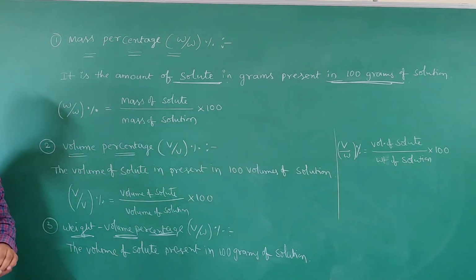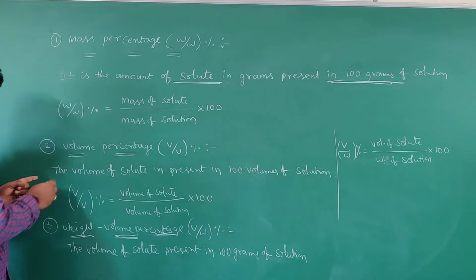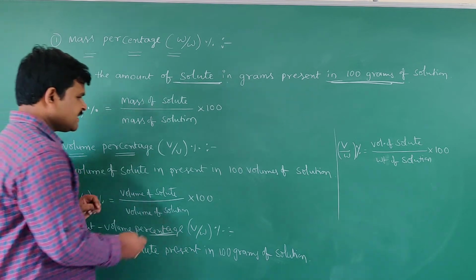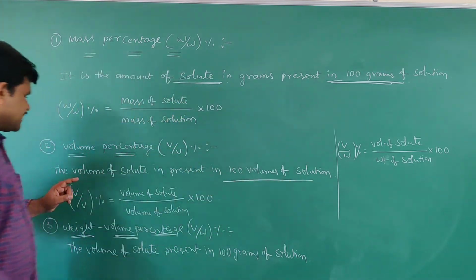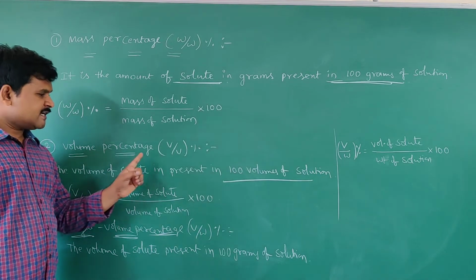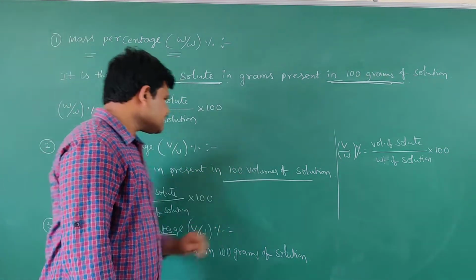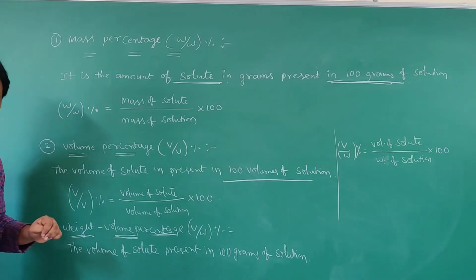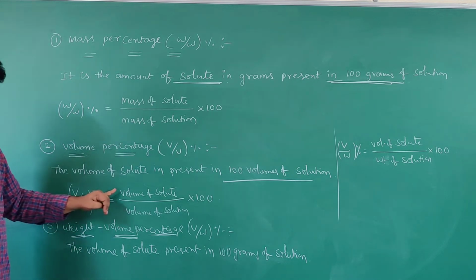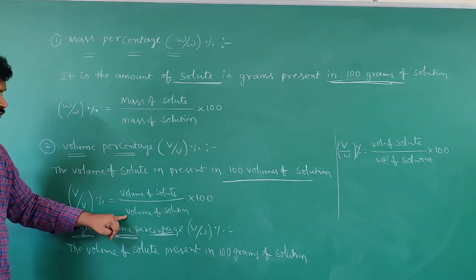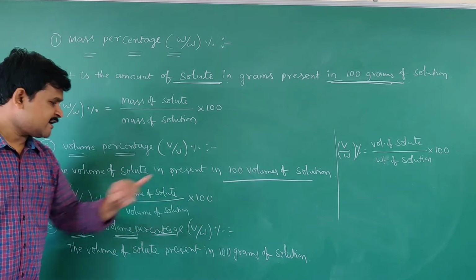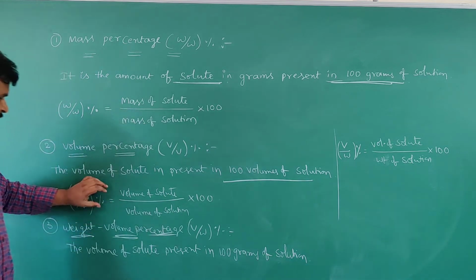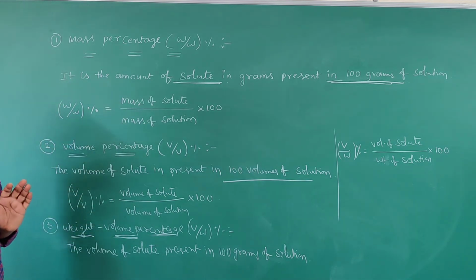Next, volume percentage. What is volume percentage? The volume of solute in ml present in 100 volumes of solution is called volume percentage. Mathematically, volume percentage is volume of solute divided by volume of solution, into 100. This is the formula to calculate volume percentage.